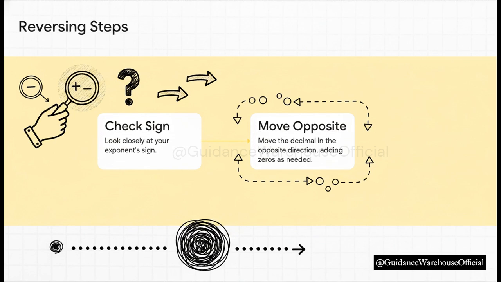For example, let's take 2.47 times 10 to the sixth. That positive 6 means we need to move 6 spaces right. We jump past the 4, past the 7, and then we have to add 4 zeros to make up the rest of the distance, landing us perfectly back at 2,470,000.